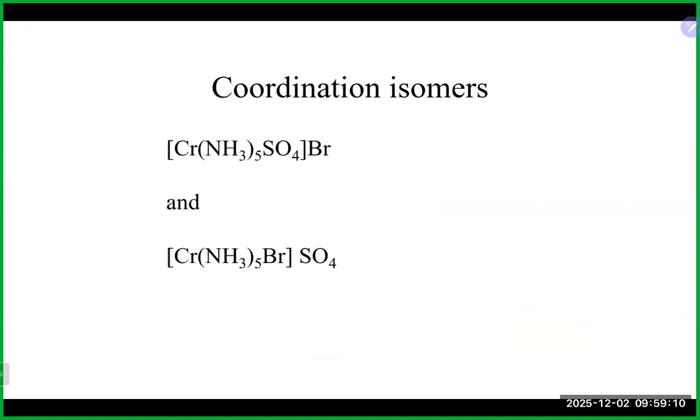So let's start with coordination isomers. Here are two coordination isomers. If you look at both of these formulas, they basically have the exact same things in them. We've got a chromium, a chromium. We've got five NH3s, five NH3s. We've got a sulfate, a bromine, a bromine. So they have exactly the same stuff in each of these. The difference is, as we talked about last time, this here is our complex ion.